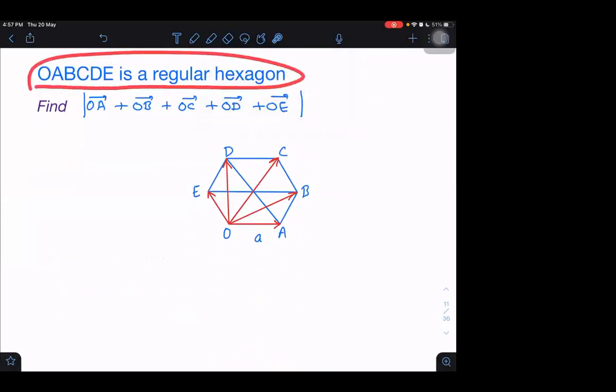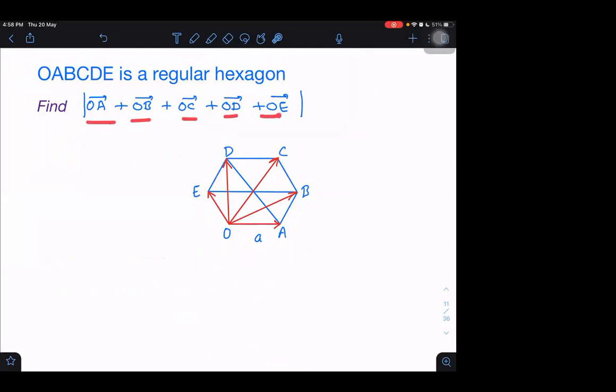Next we have: OABCDE is a regular hexagon. You can observe it. Can you find out the magnitude of OA plus OB plus OC plus OD plus OE if the side length is given as A? Regular means all these are equal in magnitude. Now, it will be very stupid if I directly say A plus A plus A plus A and give the answer as 6A.